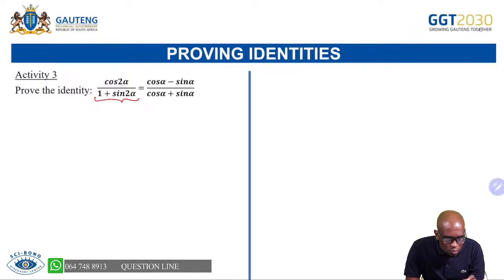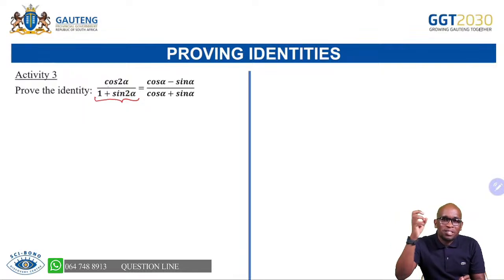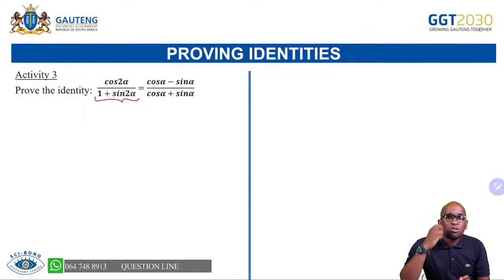And here you can see we have the cosine of a double angle, which means we have to visit the double angle formulas for the cosine and check which one, because there are 3.